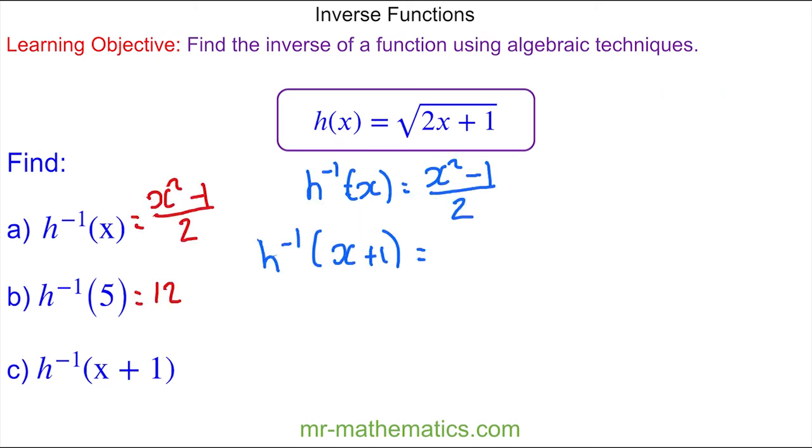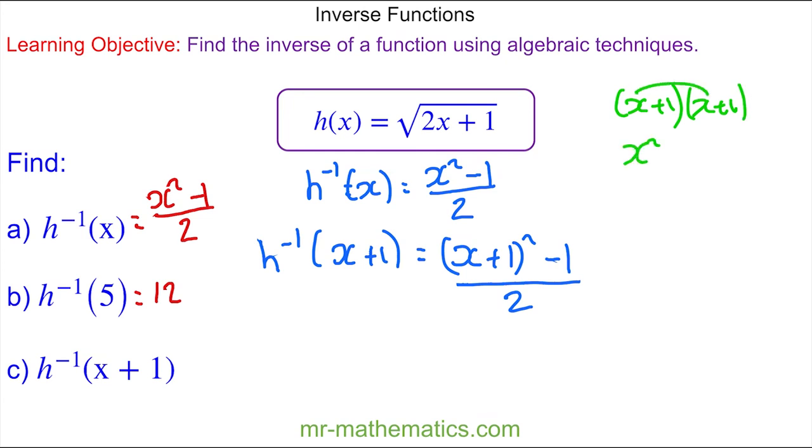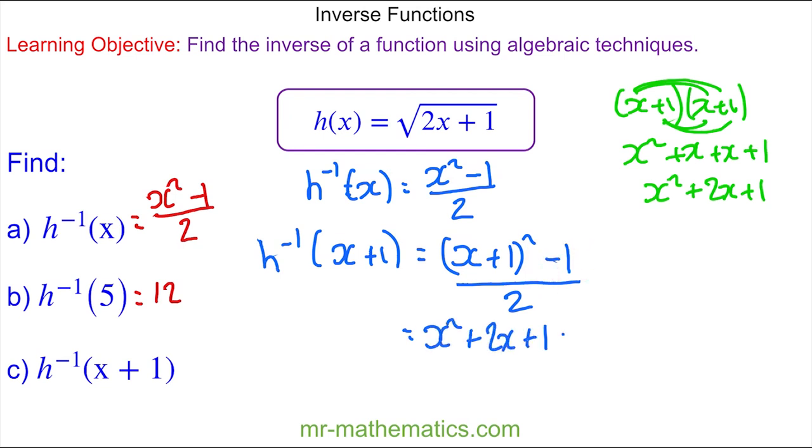And finally, for question C, we'll replace the x with this expression. So we have x plus 1 squared minus 1 over 2. We'll expand this bracket, so we have x plus 1 lots of x plus 1, which is x squared plus the x plus the other x and the 1. So this simplifies to make x squared plus 2x plus 1, which I can write here. We'll take away this 1 and we'll divide it all by 2. These will cancel, so we have x squared plus 2x over 2.